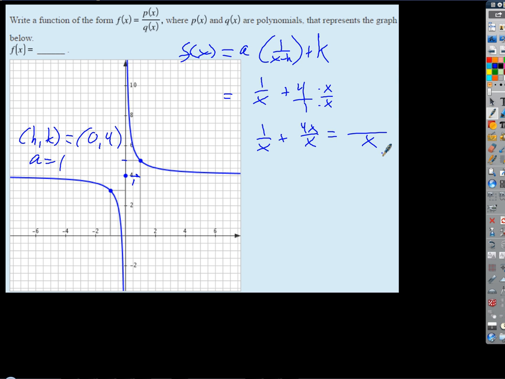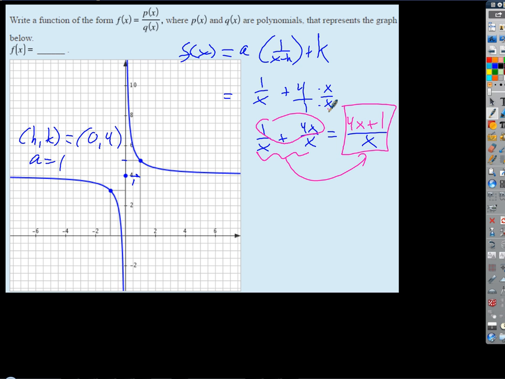What's on the top? Not 5, those aren't like terms. It's just 1 plus 4x, right? So I've got my common denominator of x, and on the top I'm just going to get 1 plus 4x, or how about if we write it as 4x plus 1? So it's written like a polynomial. Right, constant goes last. So that's my answer right there.